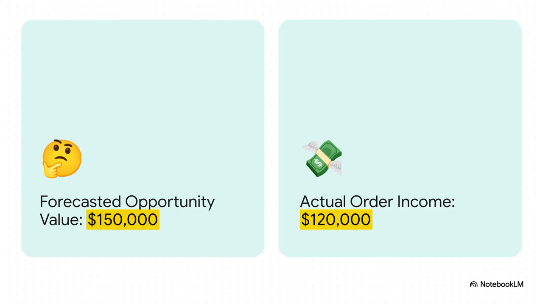but how do you know if they're actually becoming real revenue for the company? And this right here, this is that classic problem visualized. Your team might be forecasting, say, 150 grand in opportunities. But when you look at the actual orders that came in, it's only 120 grand. That gap, that's where your strategy lives or dies. And the very first step is just being able to see it clearly.